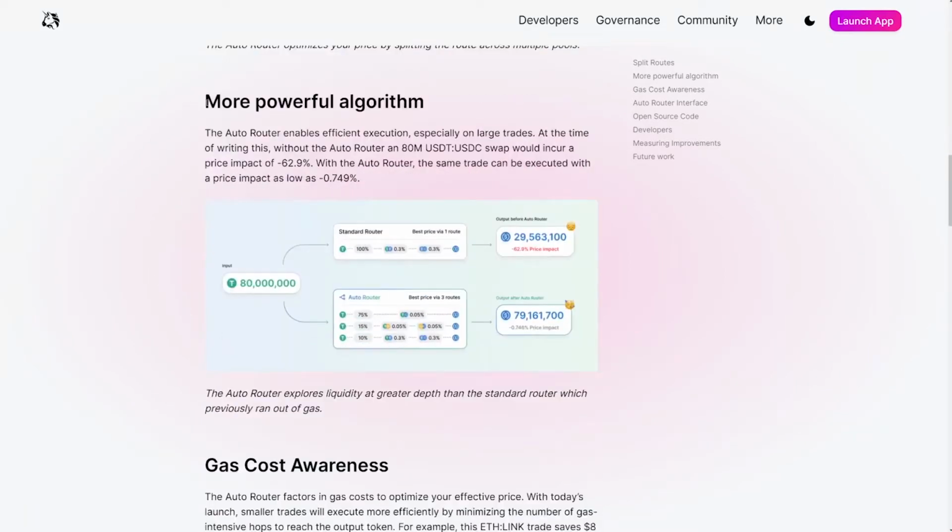this. And then also the algorithm was upgraded, which is especially useful on large trades, where for example previously without the auto router an 80 million USDT to USDC swap would incur a price impact of almost 63%, but now with the auto router the same trade can be executed with a price impact as low as under 1%, so that's very exciting. So you can see you are getting almost 1-to-1 ratio while swapping from stablecoins over here, whereas previously price impact was very large.